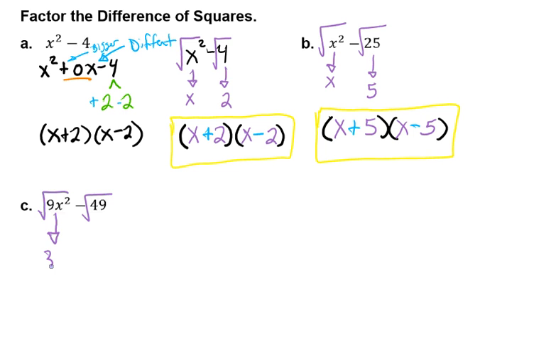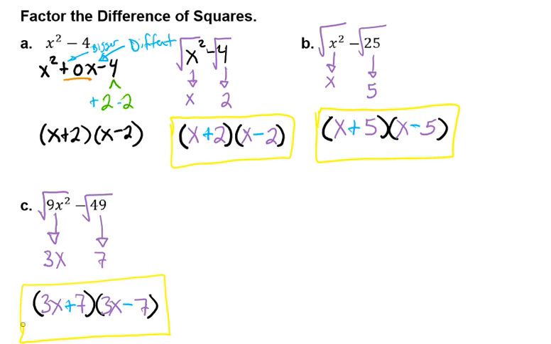The square root of 9 is 3. The square root of x squared is x. The square root of 49 is 7. Then we're able to write down our symbols, and we're going to have a 3x and a 7 in each of our factors, and one will be plus and one will be minus. And we're finished. And so that's how you can factor the difference of squares using a little bit faster method.